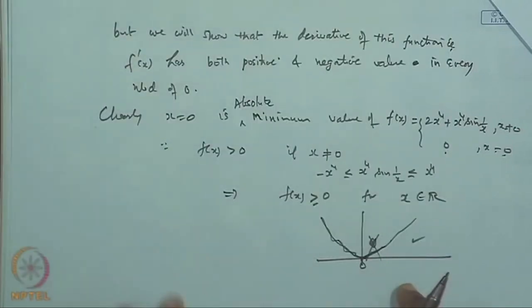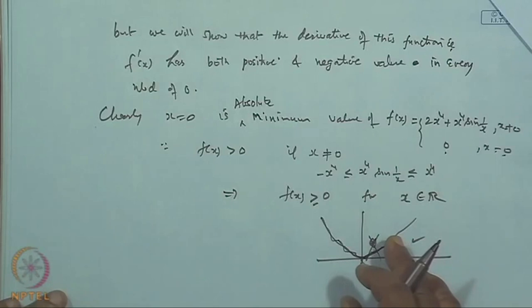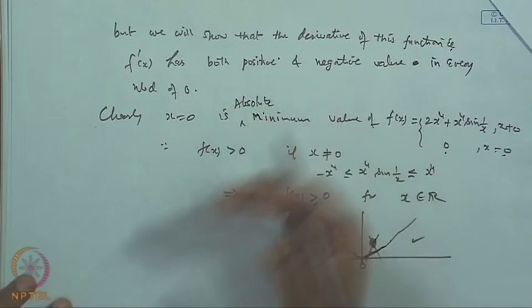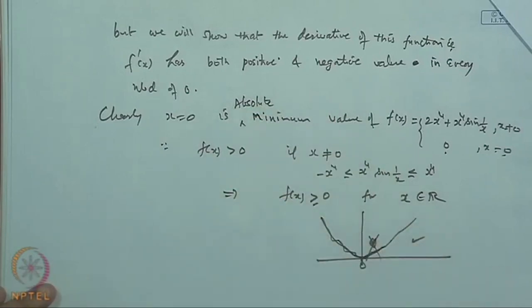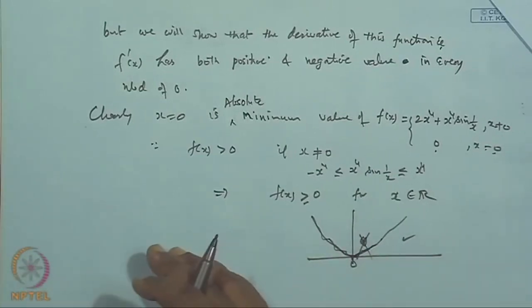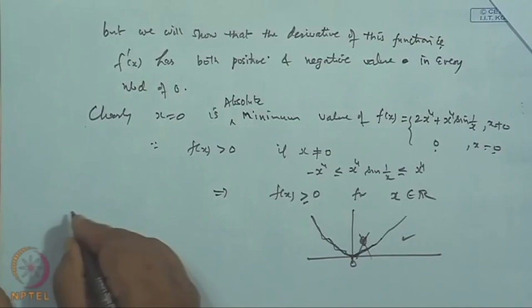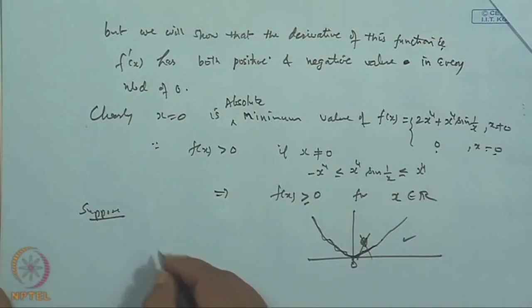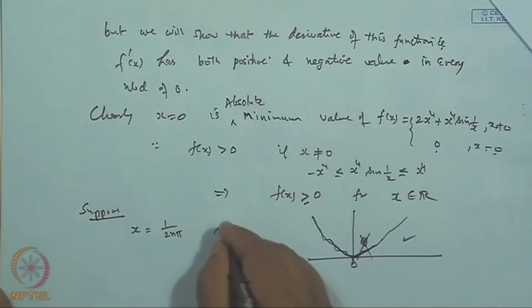But here in this case, we are unable to get any interval in which on the left hand side all the functional values are less than or equal to 0, and on the right hand side the derivative of this is greater than or equal to 0. The reason is like this. So, this follows from here. Suppose I take x equal to 1 over 2 n pi, n greater than 2, okay.